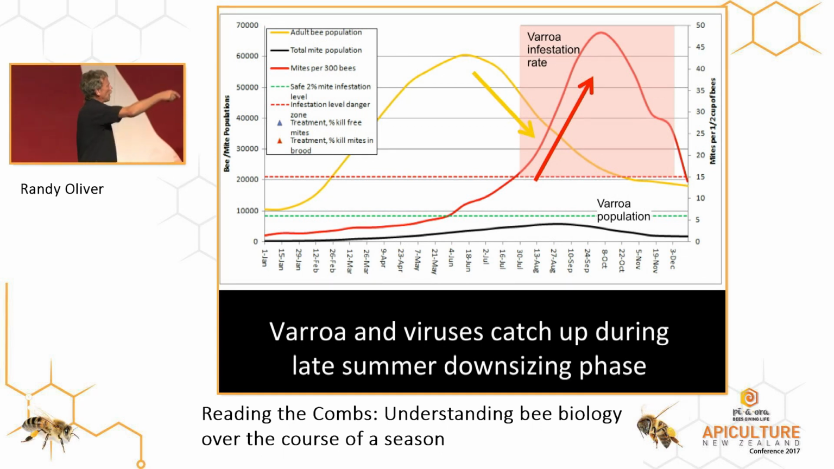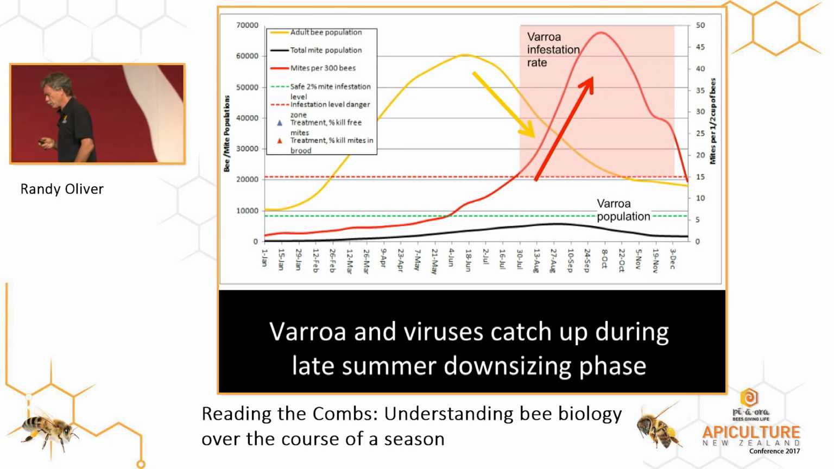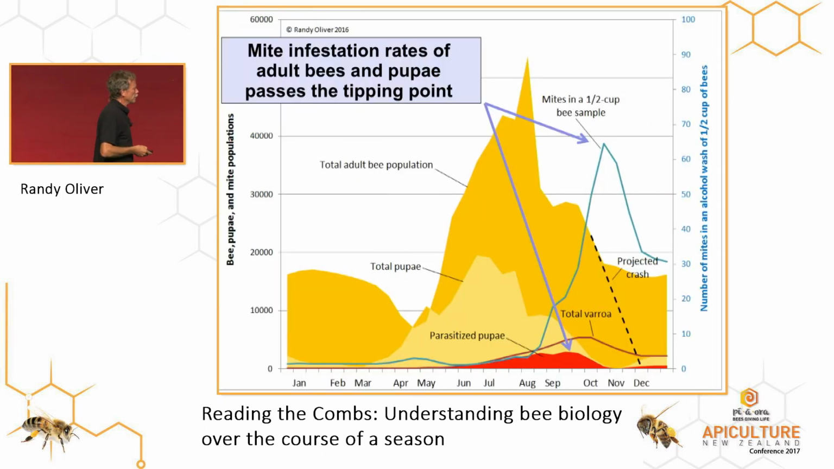When your varroa population hits about 50 mites per 300 bees, typically viruses go epidemic and the colony starts to crash. The other thing that it does is, here's Lloyd's data again. I overlaid some varroa on it. And there's two things. Here's the alcohol wash coming up.